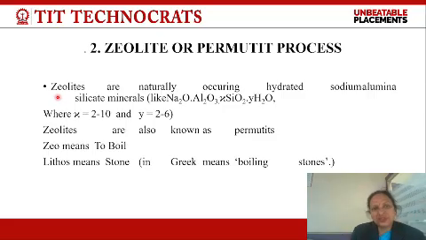Basically, zeolites are naturally occurring hydrated sodium aluminosilicate minerals. This is the chemical formula: Na2O, Al2O3, x SiO2, y H2O. We can differentiate the types with these x and y values. x may be from 2 to 10 and y may be 2 to 6. Zeolites are also known as permutits.